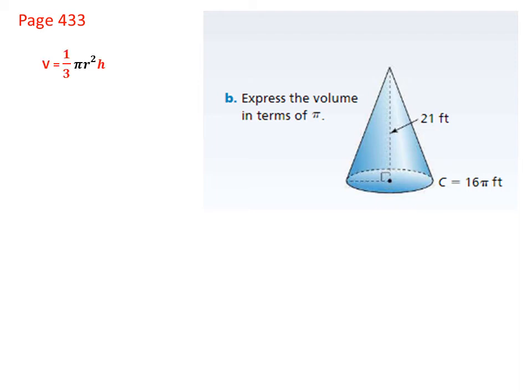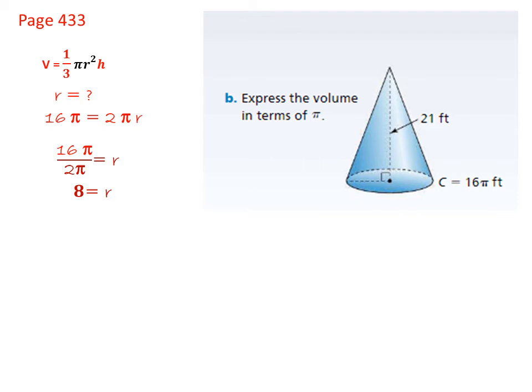Write down the formula. V equals 1/3 pi r squared h. We know the value of h, but we don't know the value of r. How to find the value of r? As we did before, we can use the circumference to find the radius length, because the circumference is given. Remember, the circumference equals 2 pi r. So 16 pi equals 2 pi r. Now, solve this equation for r by dividing by 2 pi. So r is 8 feet. Now, we know the value of r. R is 8 feet.